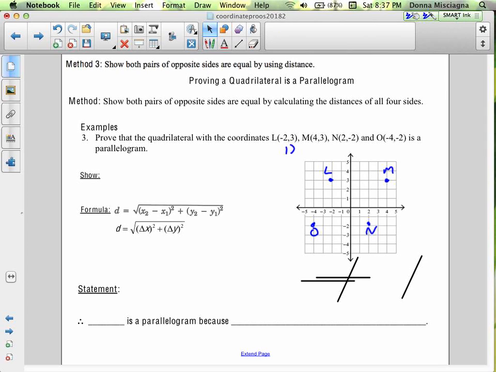All right, and now we'll connect. When you connect, you start with the first point and connect to the next. So L, then M, and then from M, go to N. And then from N, go to O. And then from O, go back to L.